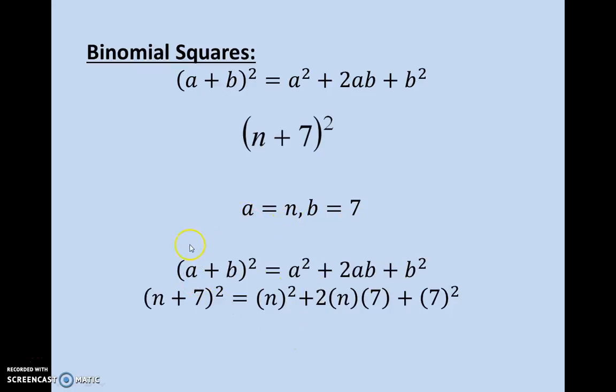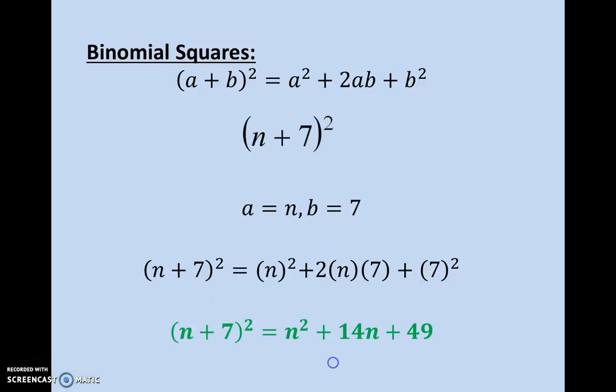So here's our pattern. We have the a term is now replaced with n. The b term is now replaced with 7. So that means that when we have the a term squared, that's really going to be n squared. Then we have 2 times the ab, so that's 2 times their replacements, which are n and 7. And then the b term squared, which is really just 7 squared. When we do all the math here, we'll see that the product of n plus 7 squared is n squared plus 14n plus 49 when we do all the simplifying.